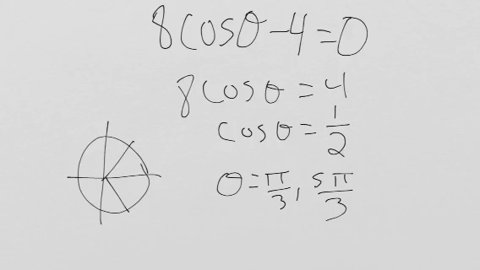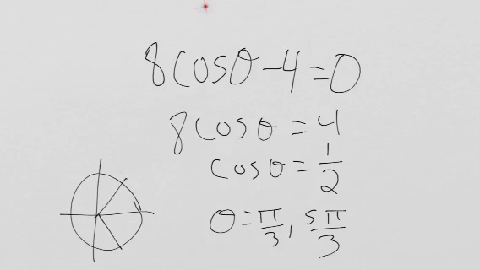Now, if you think about this function, 8 cosine theta minus 4, we know that cosine starts with an output of 1 at an angle of 0, which means at an angle of 0, we have 8 times 1, which is 8, minus 4, which is positive 4. And as we move away from that angle of 0, this value is still going to be larger than negative 4, which is going to produce a positive output.